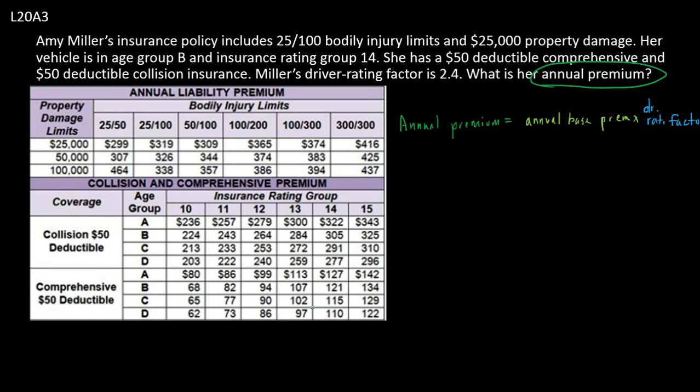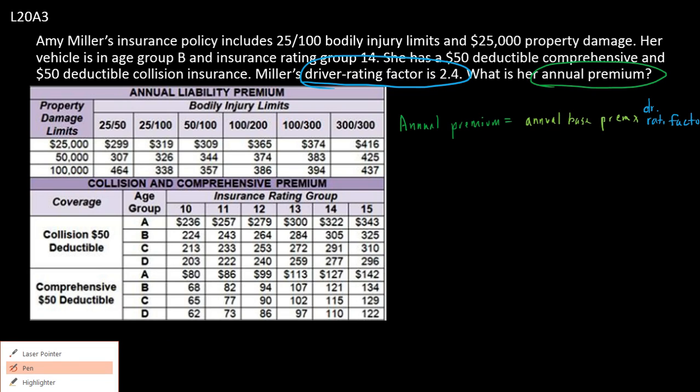Okay. Now, do we know this information? Do I know the annual base premium? Do I know the drive factor? Let's find out. So let's see. It talks about her bodily injury, her group, $50 deductible. So no, we don't know the annual base premium. We do know the driver rating factor. We know that that's 2.4, so that's helpful. But we need to figure out the annual base premium.